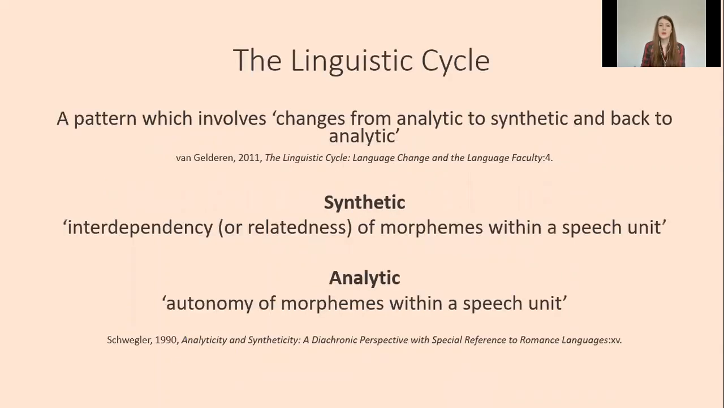So to start with, what is the linguistic cycle? Well, this is a diachronic linguistic pattern which involves the alternation between synthetic forms and analytic forms, with the full cycle being the change from synthetic to analytic to synthetic, or the opposite, from analytic to synthetic to analytic. And to define synthetic and analytic in a linguistic context, Schregler gives the definition of synthetic as the interdependency of morphemes within a speech unit, and analytic as the autonomy of morphemes within a speech unit.